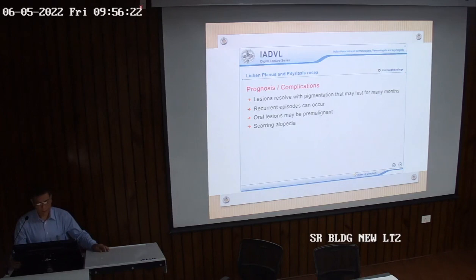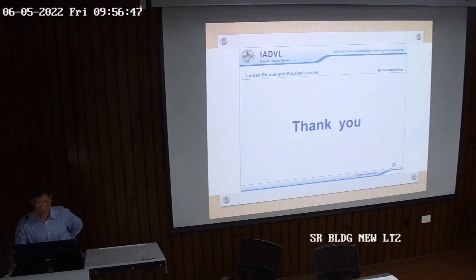Recurrent episodes can occur. Oral lesions may be pre-malignant. It's not that you diagnose oral lichen planus and it will not be malignant. It is less malignant than leukoplakia, but it has a malignancy potential. And the dreaded one of all of them is scarring alopecia. If it involves the follicular region, then follicular lichen planus will lead to scarring over the scalp and alopecia, which is difficult to cure. Thank you.